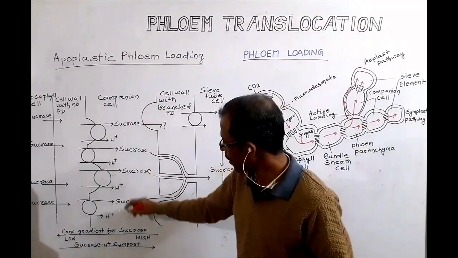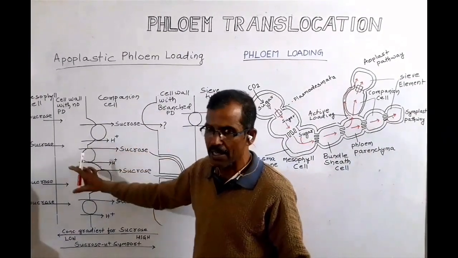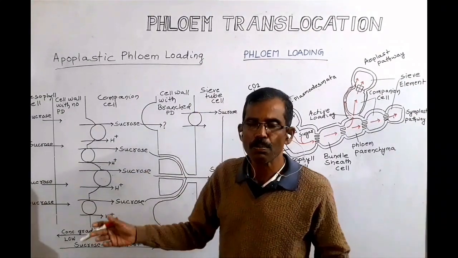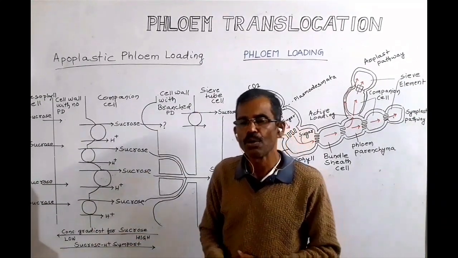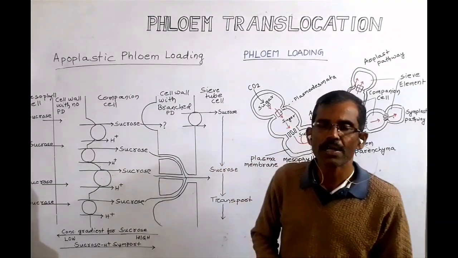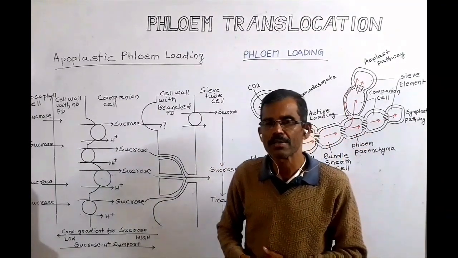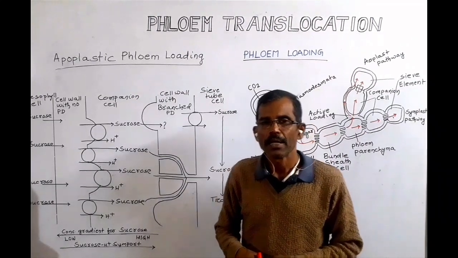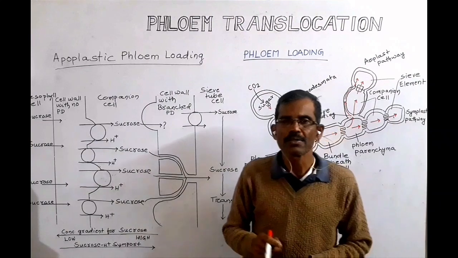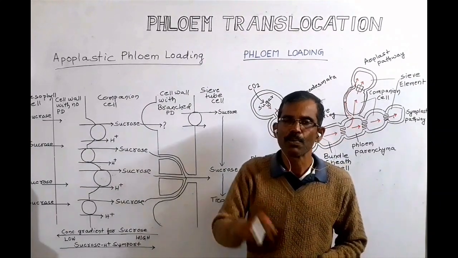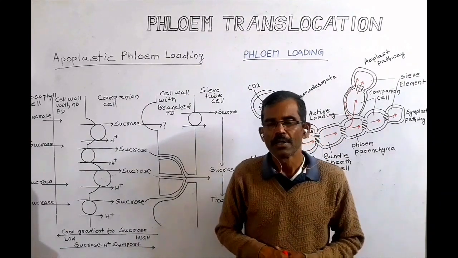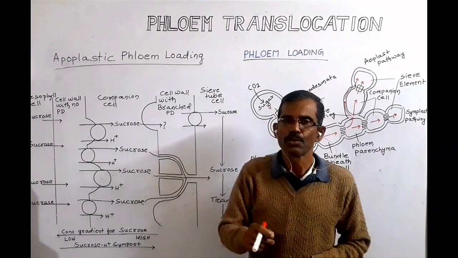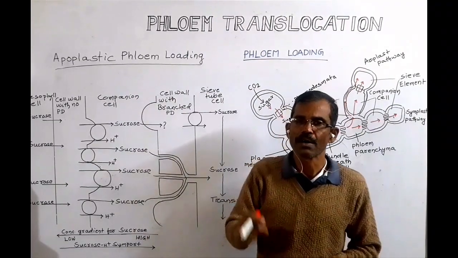Because such companion cells are symplastically isolated from the surrounding mesophyll cell, as there is no plasmodesmatal connection, symplastic phloem loading is not possible. In such plants, apoplastic phloem loading occurs. In apoplastic phloem loading, sugar enters into the apoplast at some point during its transport from mesophyll cells to the sieve tube companion cell complex.